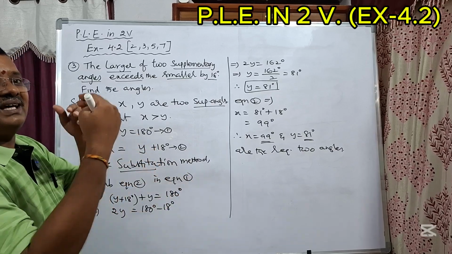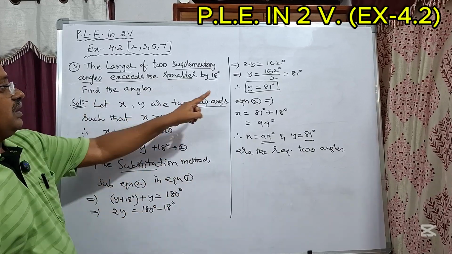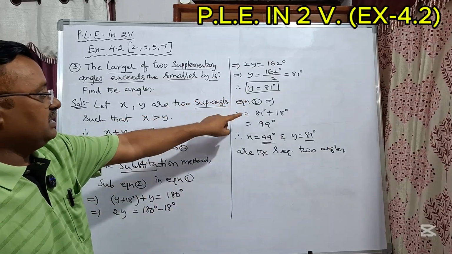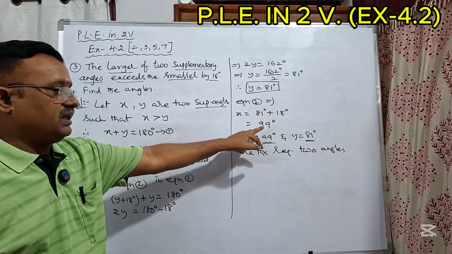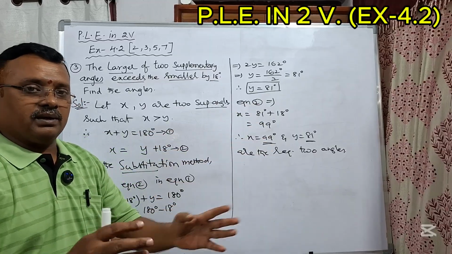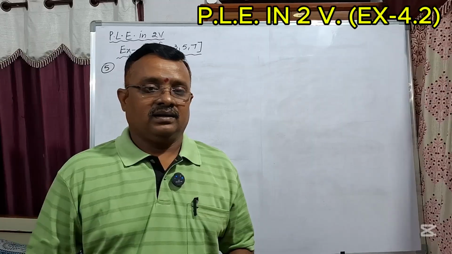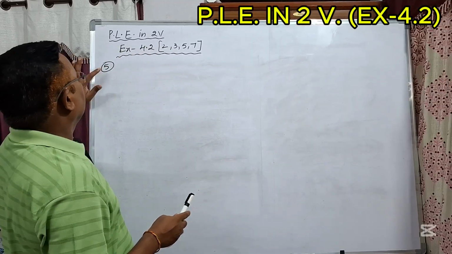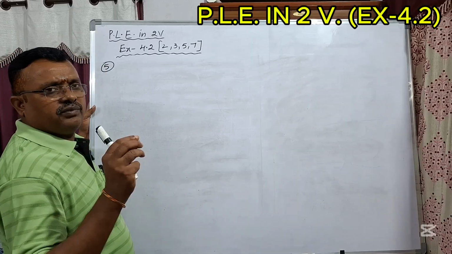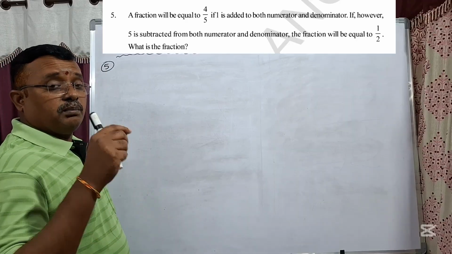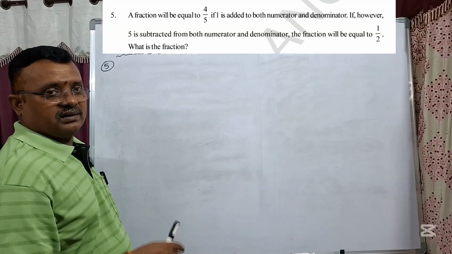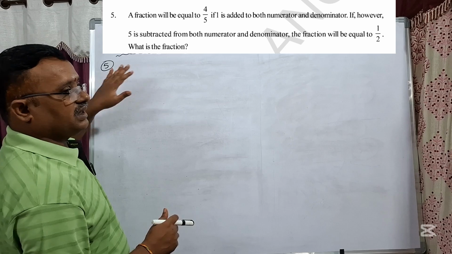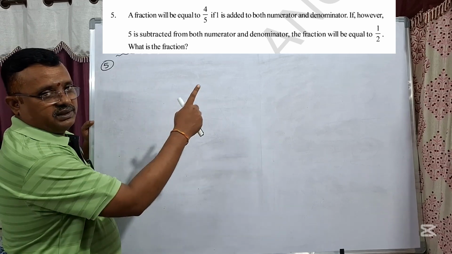Substitute that one in the other equation to get the first variable's value. Got it? Substitute in equation 2, you will get the second variable's value. They will become the answer. Right? Okay. Now we are going to take the fifth problem. This model is much more important than all the remaining. The problem is displayed there.